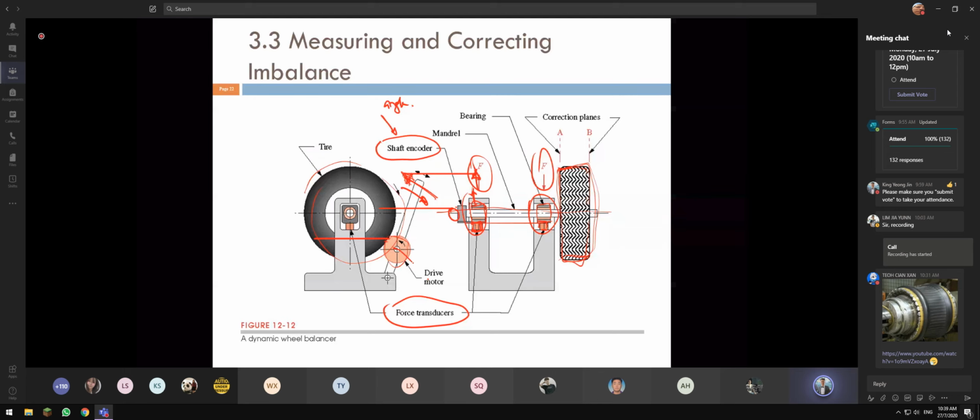Detach this drive motor away from the wheel, then only the measurement will start, right? Because you cannot measure with the drive motor attached, because this will give a force. So your force transducer will always find out, hey, there is a force acting in this direction. Okay? So you must detach and let it rotate freely.